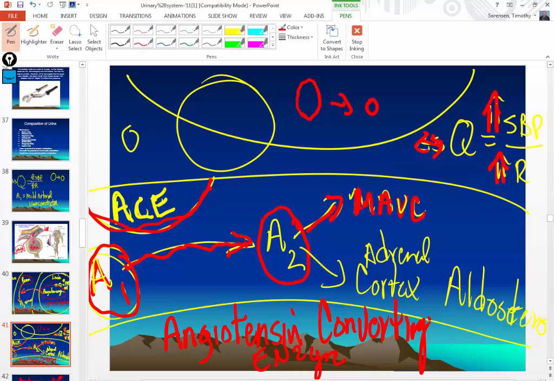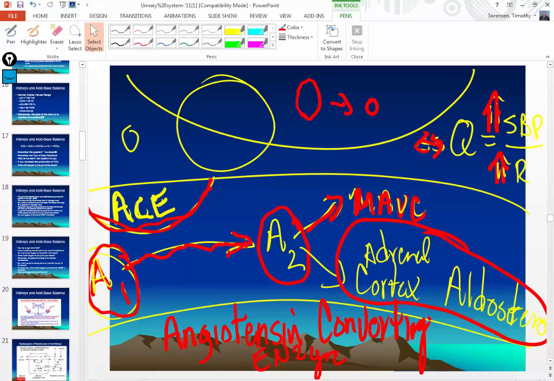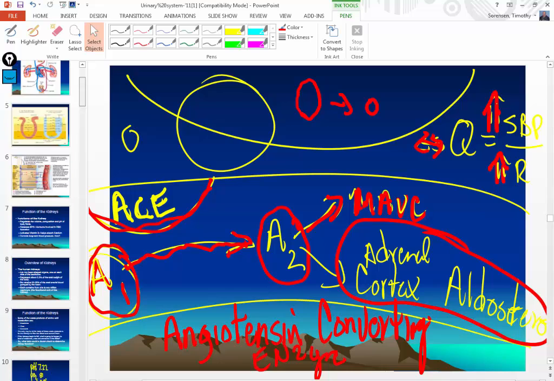But the most powerful effects of angiotensin 2 are on the adrenal cortex. Where does the adrenal cortex sit? Above the kidney.